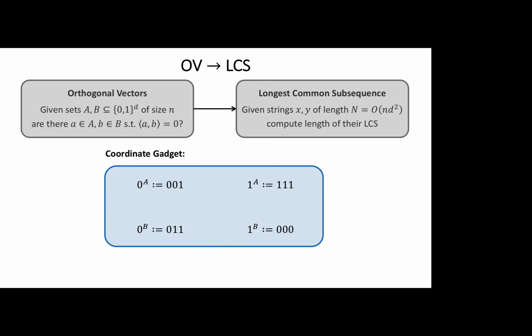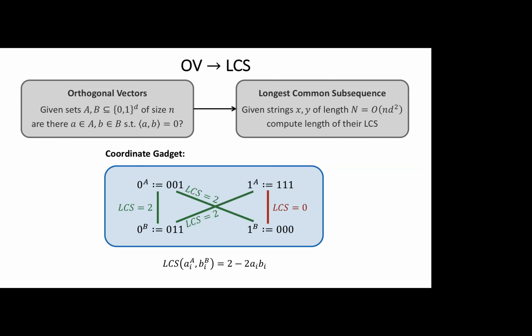So let's first simulate what coordinates do. Let me call this a coordinate gadget. My coordinate gadget consists of these four strings here. So I have four strings of length 3 over alphabet 0, 1. I will replace a 0 in an A vector by the string 0, 0, 1. I will replace a 1 in an A vector by 1, 1, 1. And similarly, I will replace 0 and 1 for the B vectors by the strings in the bottom. Now, what are the longest common subsequence lengths of these strings? Well, you can check that almost all the pairs have the longest common subsequence of length 2, except for 1, 1, 1 and 0, 0, 0, which have longest common subsequence of length 0. Okay, it's easy to check.